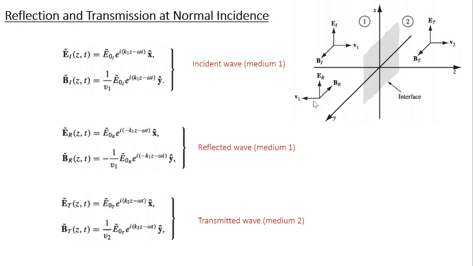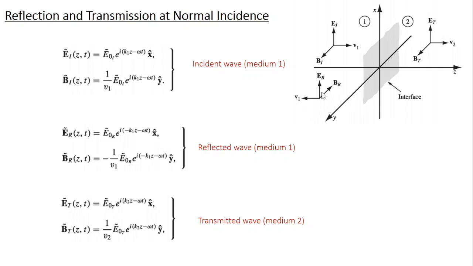When it gets reflected, what happens? The wave travels in the opposite direction. In the previous class, I told you the wave vector gives the direction of the propagation, right? So when the wave is propagating in the opposite direction, the plus k1 will be replaced by minus k1. Okay. So the reflected electric field E_R complex equal to E naught R e to the power i(minus k1 z minus omega t) x cap. Okay. So electric field remains in the same direction.